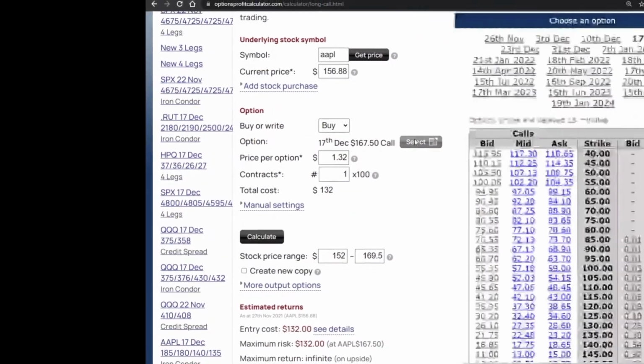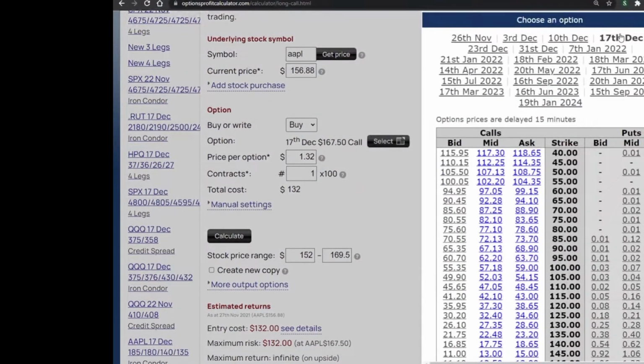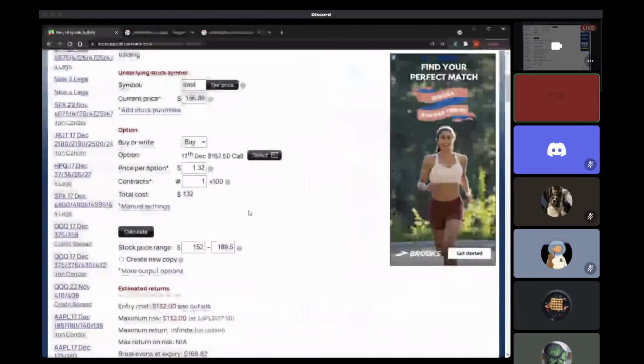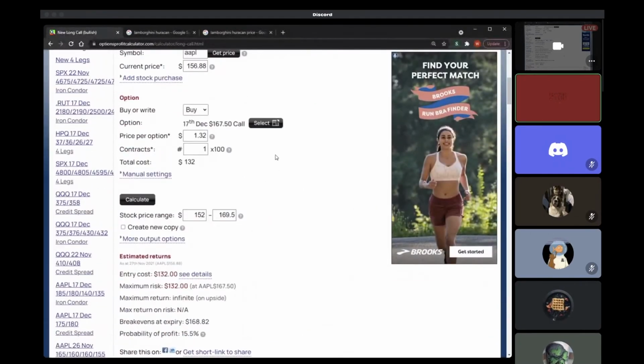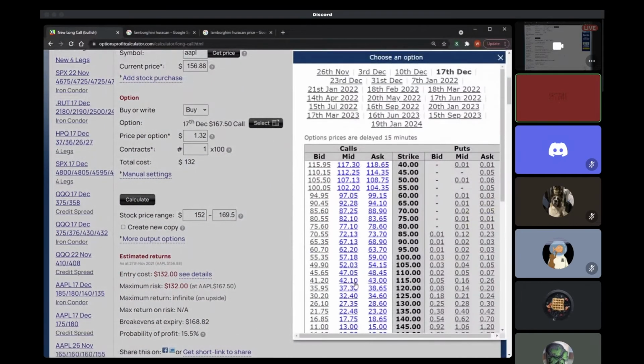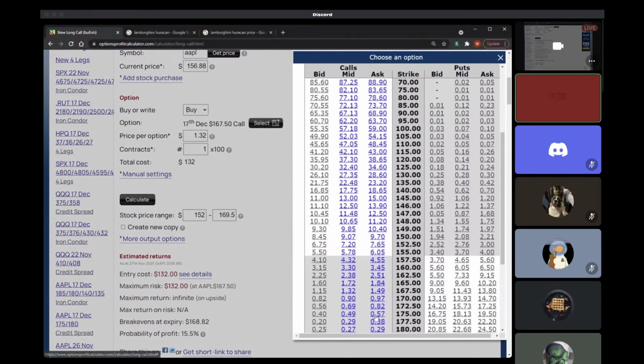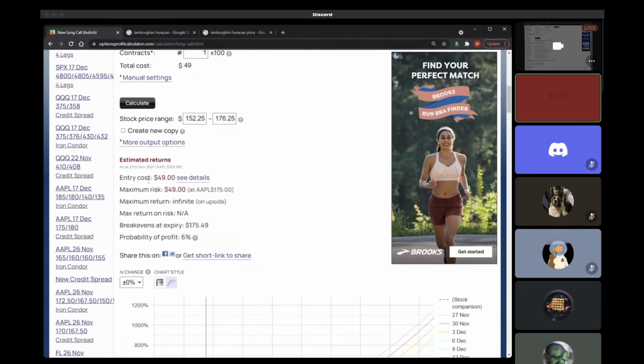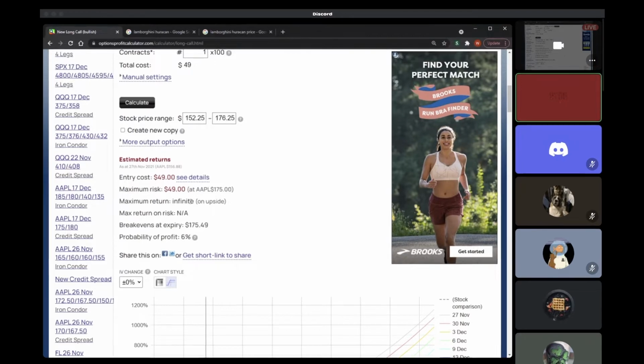You can play around with this, so we can come up here and say, okay, we're going to look for the January calls. So we're going to buy a YOLO call or a Lotto call, and let's say we're going to buy 175, just to give you some idea. They're saying it's 49 cents a contract for a 175. You can calculate it right here, and it'll say your entry cost is this, so you're paying $49. You're infinite on your upside.